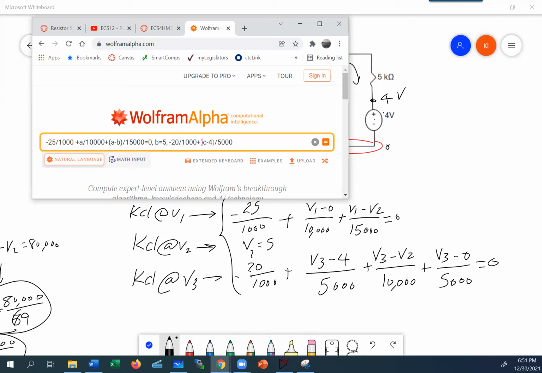It would be good if I got the parentheses in the right direction. There we go. And then we have V3 minus V2, which we're going to call C minus B over 10,000 plus C over 5,000, and all that equal to 0. Okay, so I've written all the equations.